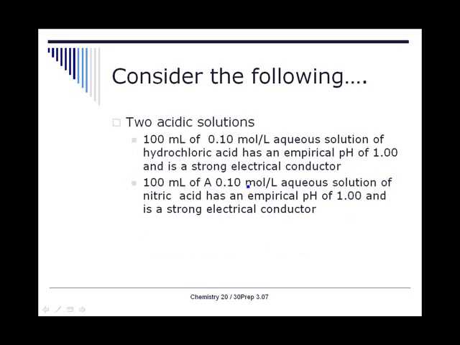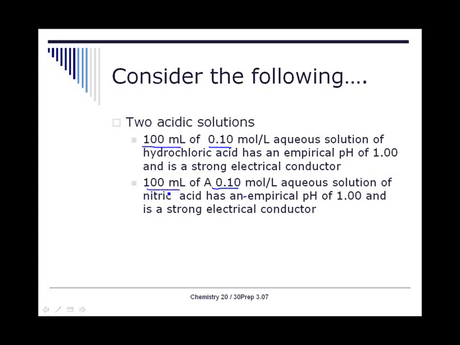Okay, so something to consider. Two acidic solutions. If we test one or both of them: 100 mL of 0.1 mole per liter aqueous hydrochloric acid and 100 mL of 0.1 mole per liter nitric acid. So what we have here are two acids. They have the same concentration and the same volume.